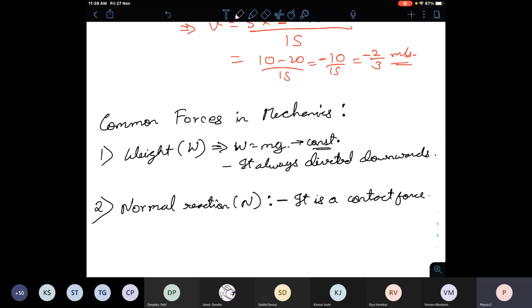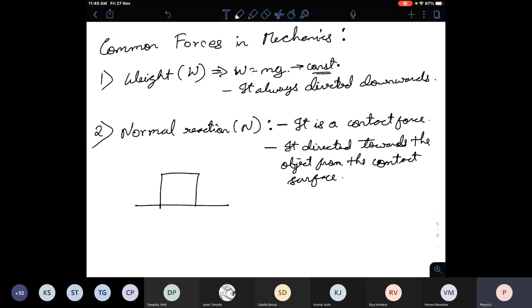Second, it is directed towards the object from the contact surface. You have to remember this also. Suppose I have kept a block like this on the ground.